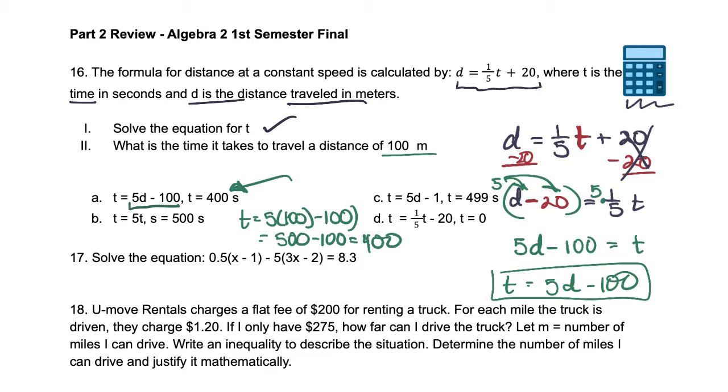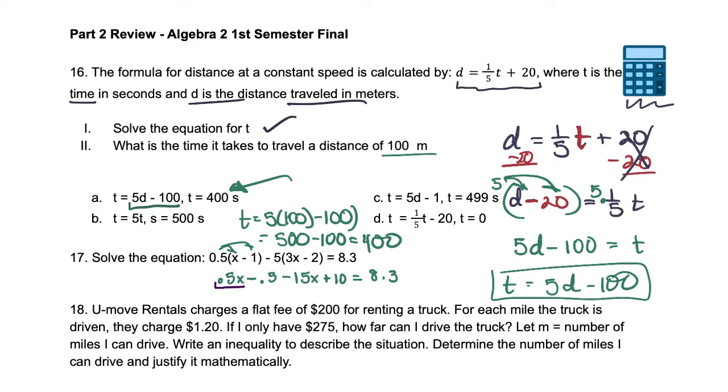Number 17 is just a solve this equation problem. For this one, I'll go ahead and just distribute, and we'll attack it like you would. So that'd be 0.5x. 0.5 times 1 is just 0.5. Distribute negative 5, you get negative 15x. Distribute negative 5 times negative 2, you get plus 10, equals 8.3. Now remember, you can get out a calculator for any of these problems at this point.